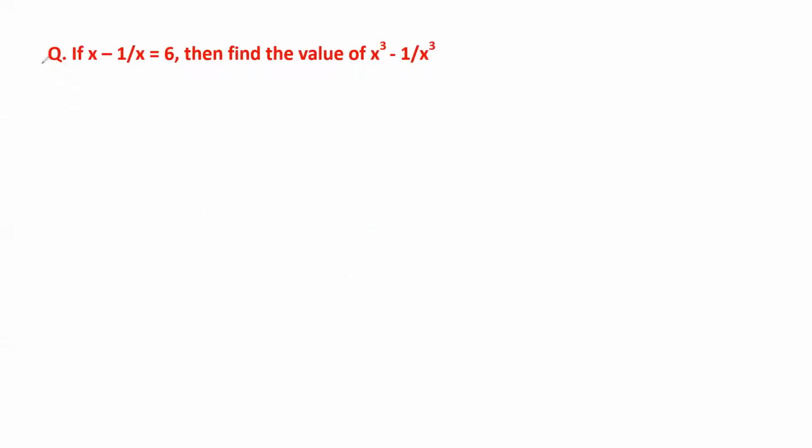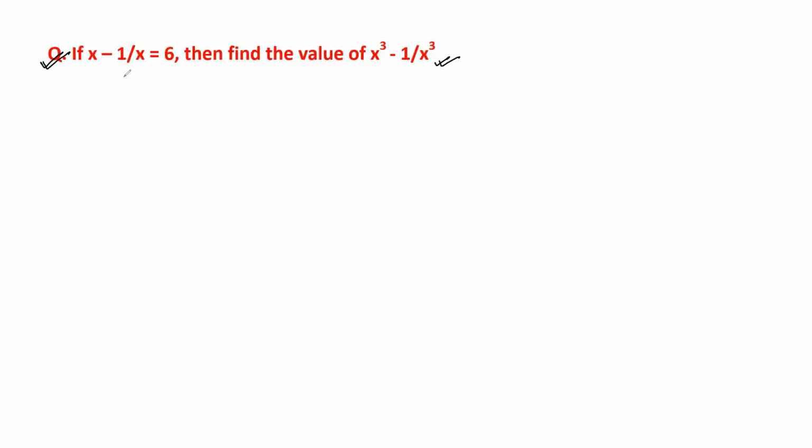Let us start with this question today. If x minus 1 by x is equal to 6, then find the value of x cube minus 1 by x cube. Well, before seeing the solution of every question, I would suggest you to do the questions from your end first and then to check the solution.